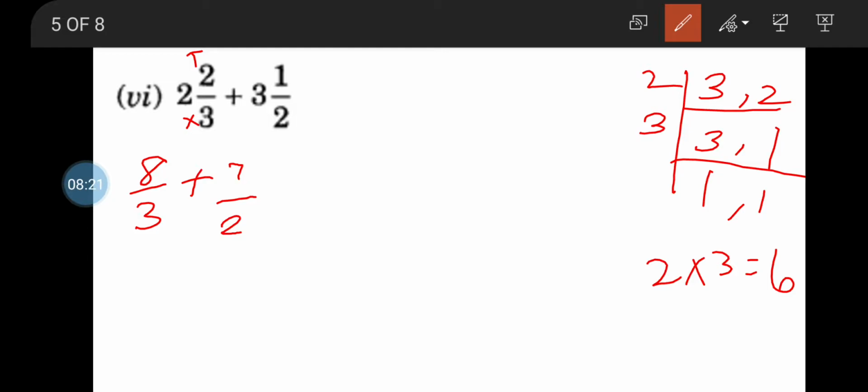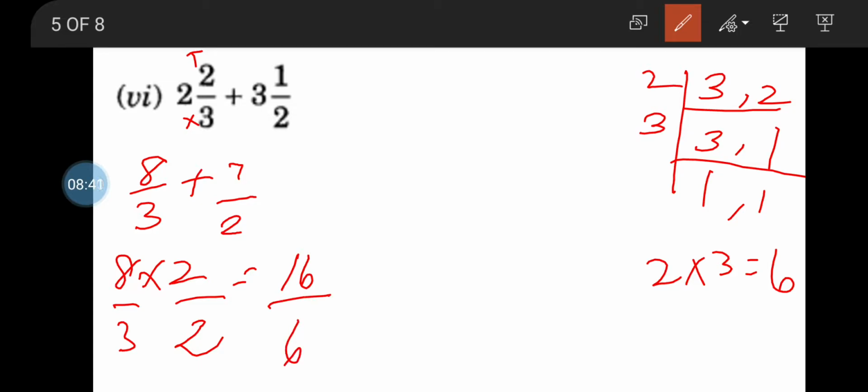So what you will do? 3 into what if I do, I will get 6? It is 2. So 2 should be multiplied and divided. Okay, so 8 2s are 16, and 3 2s are 6. Okay, so this is the fraction, and you need to do the same for the one more fraction, that is 7 by 2.